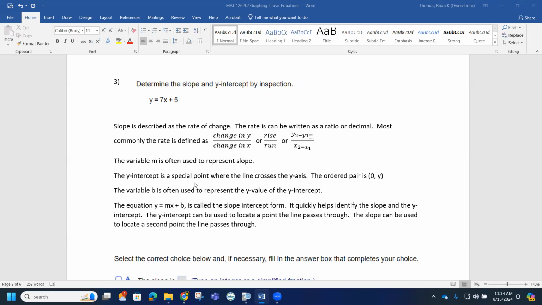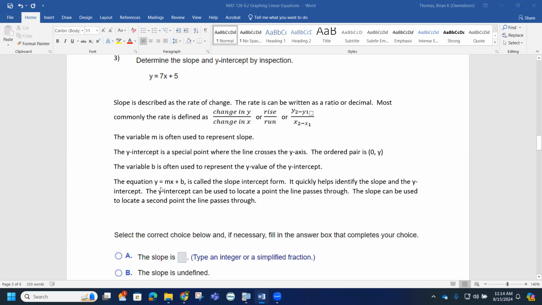The y-intercept is a special point where the line crosses the y-axis. Again, as we said earlier, the ordered pair (0, y) represents that. The variable b is also going to be used to represent the y value of the y-intercept. So in our class, b is going to be used to represent the y value of the y-intercept.